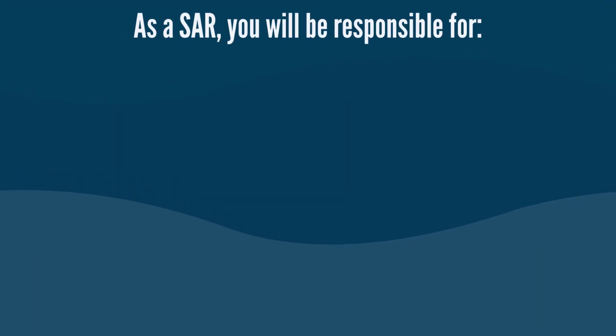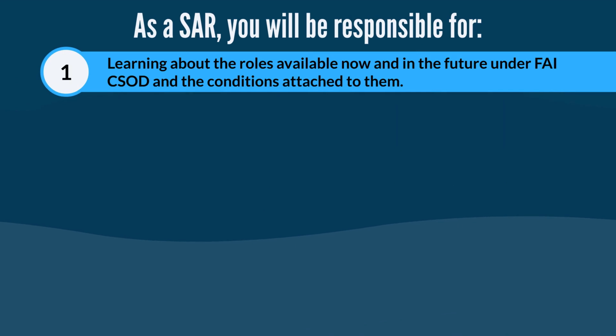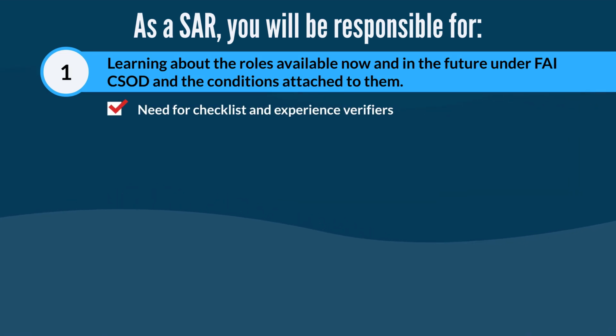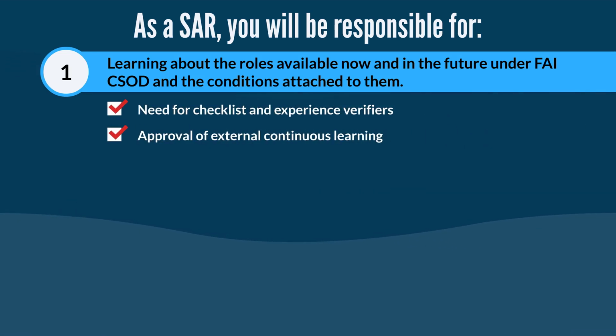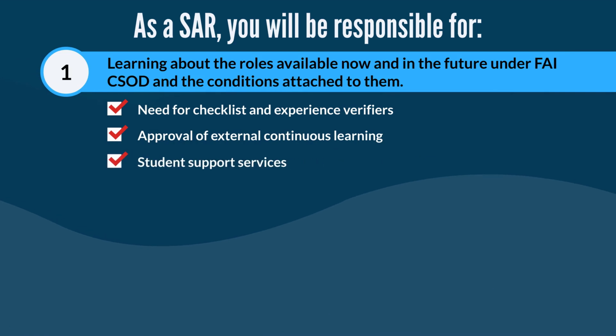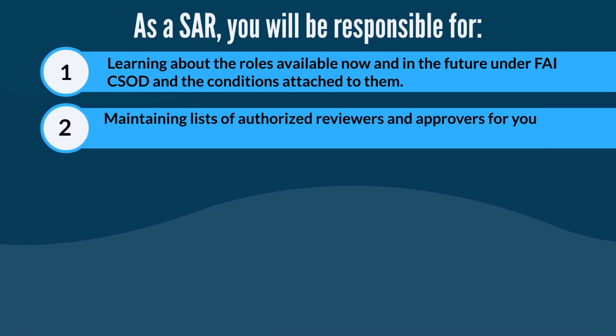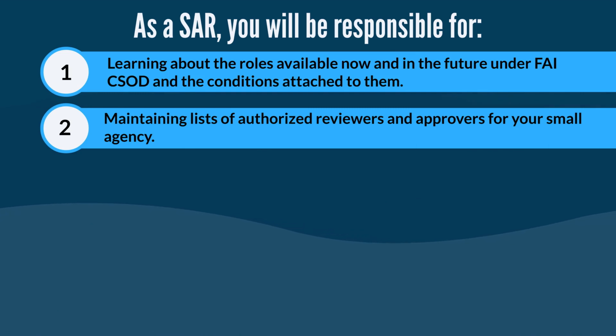As a SAR, you will be responsible for: 1. Learning about the roles available now or in the future under FAI CSOD and the conditions attached to them, such as the need for checklist and experience verifiers, approval of external continuous learning, and student support services. 2. Maintaining lists of authorized reviewers and approvers for your small agency.